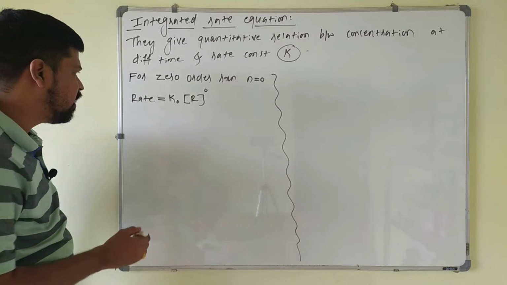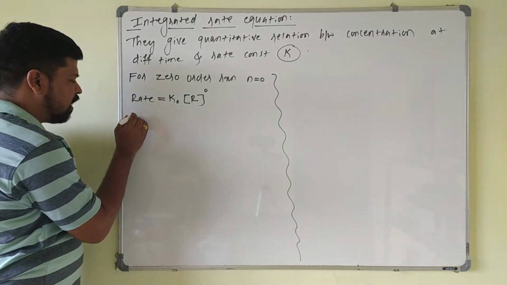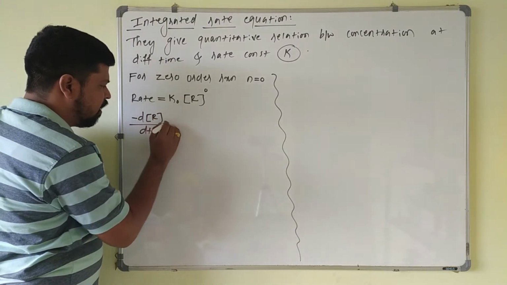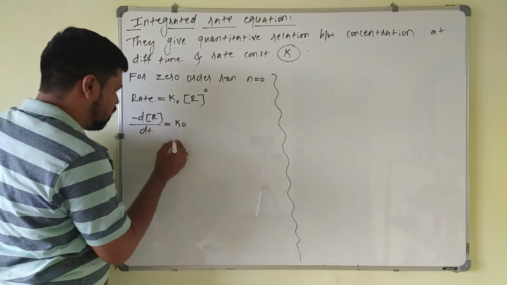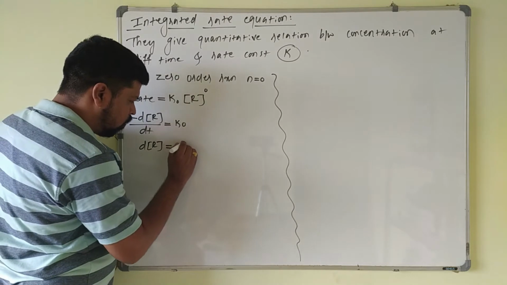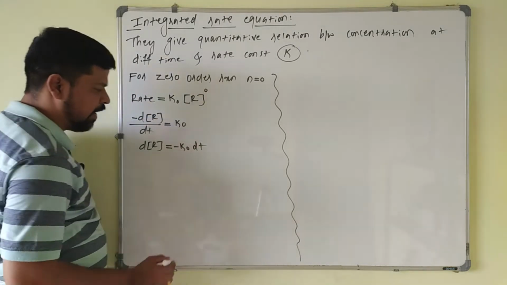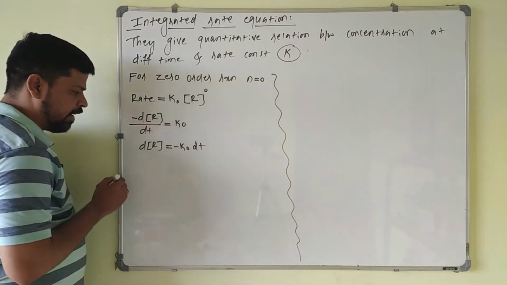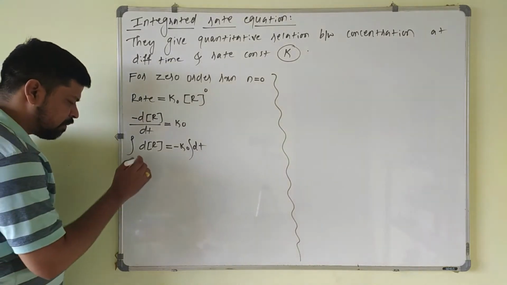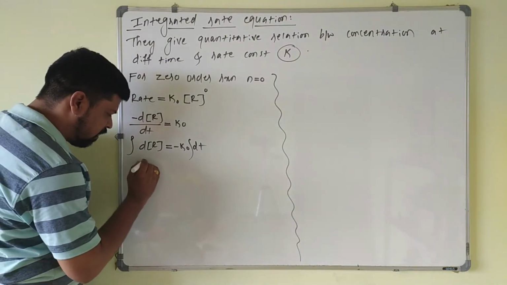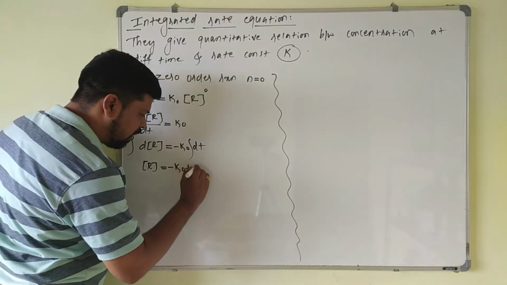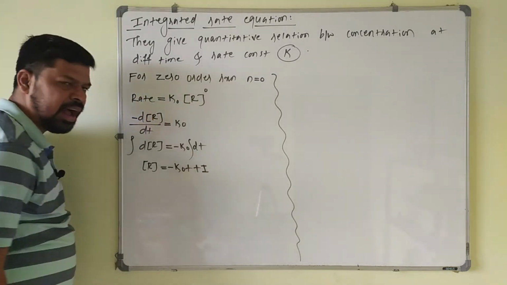So for zero order reaction, rate of the reaction is independent of the initial concentration. This term is taken as 1, and here rate in differential form we can write minus dR by dt, equal to K naught. On rearranging, dR is equal to minus K naught into dt. On integrating both sides, K naught is constant. So what will we get here? Integration of dx is x, so you will get R is equal to minus K naught t, plus an integration constant I.